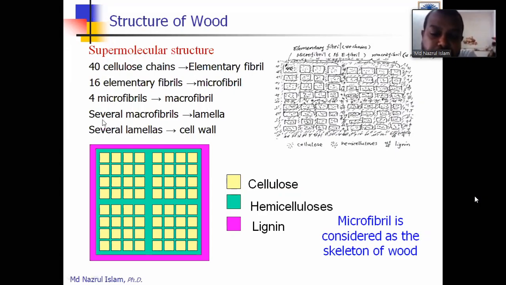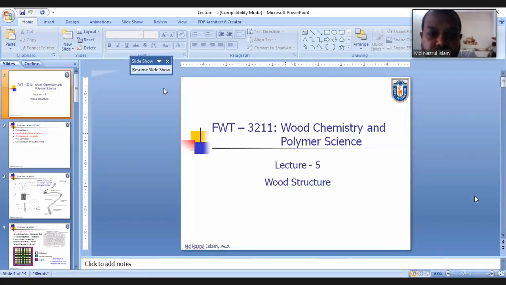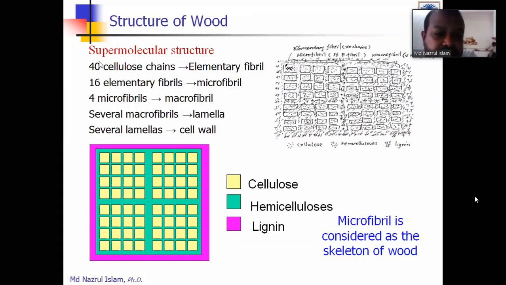Try to understand the basic part, from where it starts. It starts with the glucose. Glucose makes a chain that we call cellulose. When 40 cellulose chains come together, we call that the elementary fibril. 16 elementary fibrils make the microfibril, 4 microfibrils make the macrofibril, several macrofibrils make lamella, and several lamella make the cell wall.